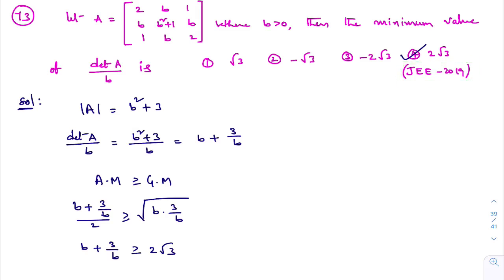Okay. So what I'll do, I'll expand this determinant det A. If I calculate det A, I got B square plus 3. You will get it very easily. It's not a complicated thing. You just expand this by using first row or first column, whatever it is. Det A is B square plus 3.